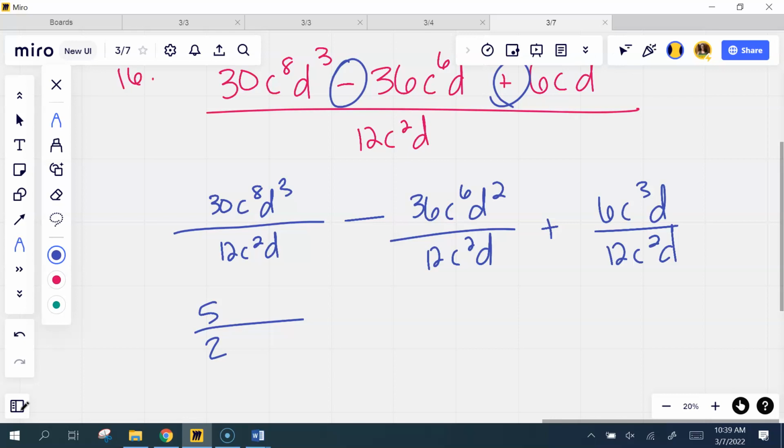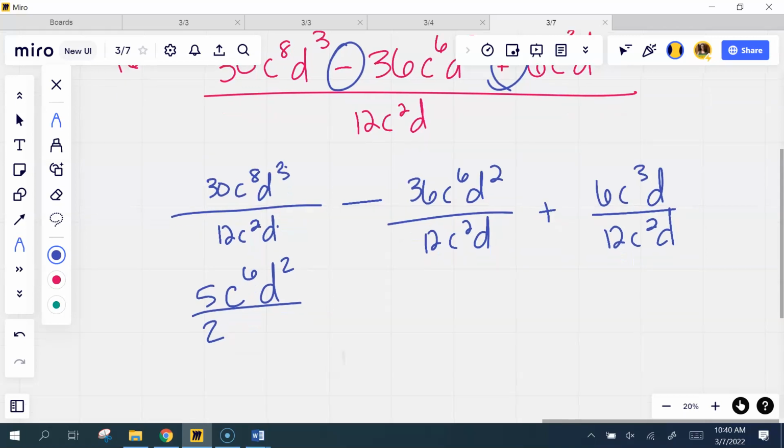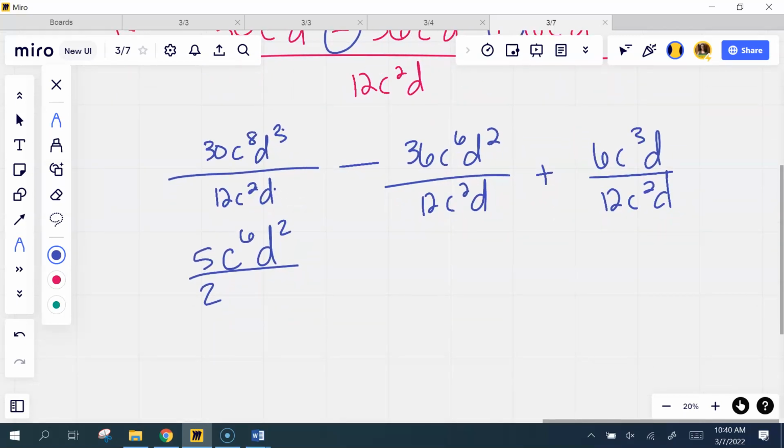I've got 8 minus 2, which is, and 3 minus 1, which is, so yes, I could rewrite this, since 2 is the only thing in the bottom, as 5 over 2 c⁶d². Same thing, either way you want to write it is okay.